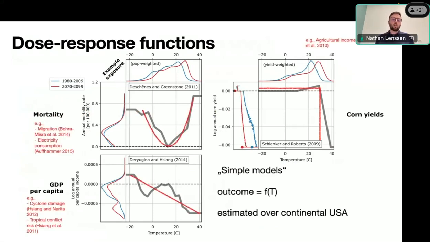And so what was nice about these as well is they generally span three common shapes of damage functions or dose response functions in the literature. We see a lot of functions have that U shape of mortality, such as migration and electricity consumption. Some are more linear, like GDP per capita. That's also cyclone damage, and tropical conflict risk really follows this shape. And a lot of agricultural variables follow this, I forgot the proper name at the time, but really where there's no response, and then we hit some sort of biological maximum temperature where everything stops working. And so we were able to pick three functions that were at least somewhat generalizable to a broad class of problems.